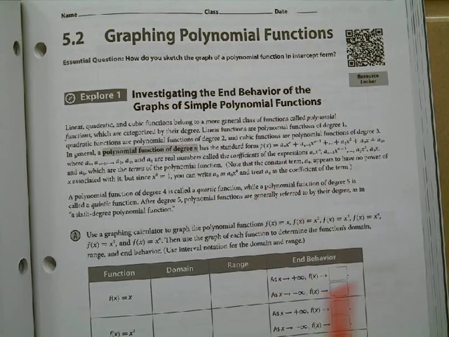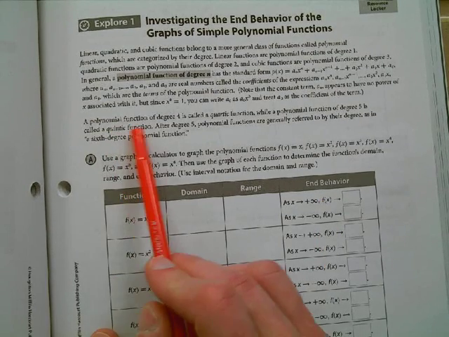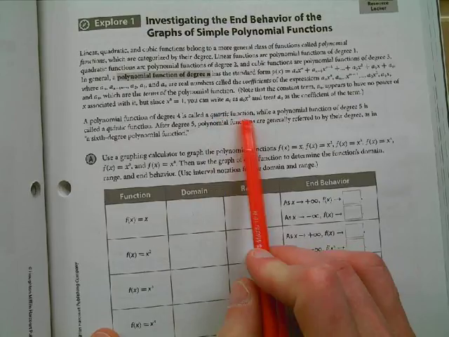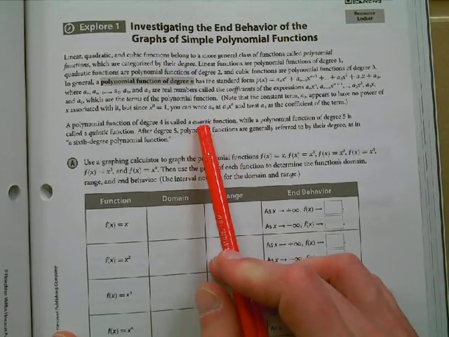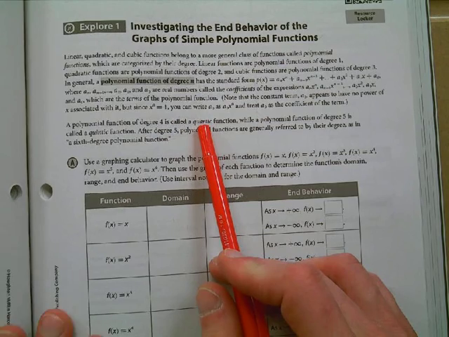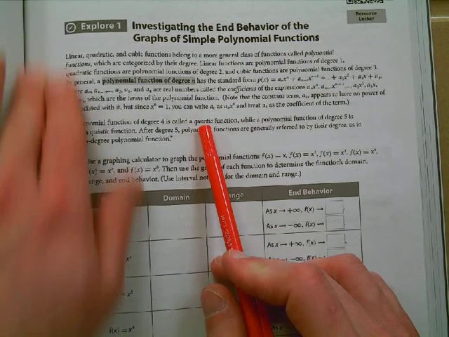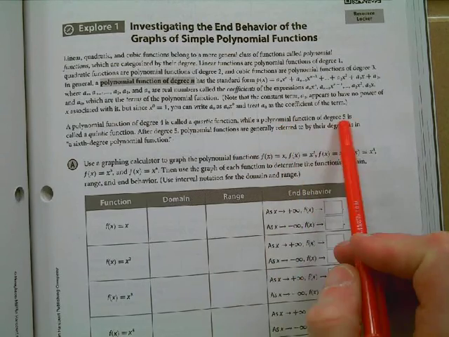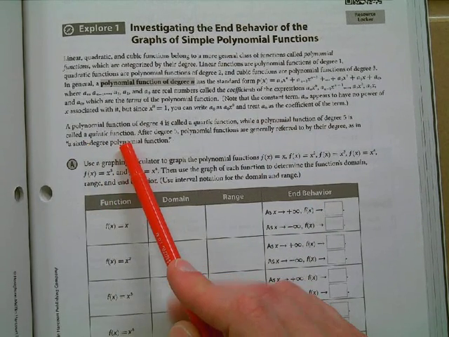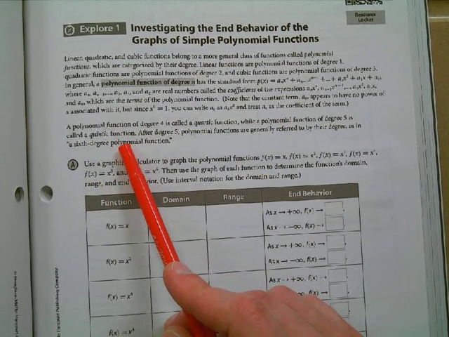Okay? A polynomial function of degree 4 is called a quartic function. It's like the word quart, right? When you buy a quart of milk, or a quarter, right? That's probably even a better explanation than quart. While a polynomial function of degree 5 is called a quintic function. I'm trying to think of where you see the word quin in front of it like that, but I don't know.